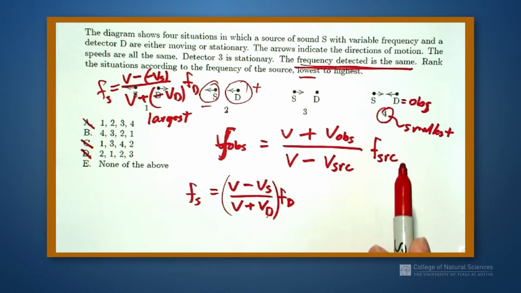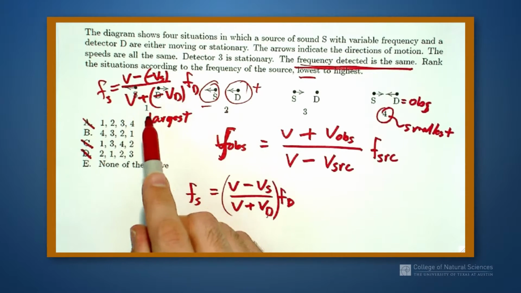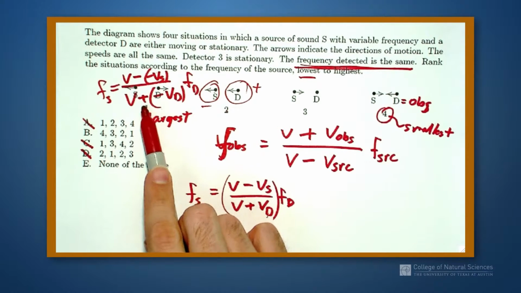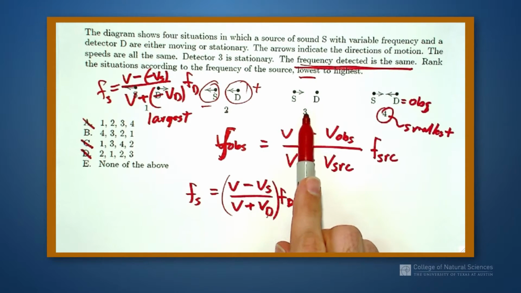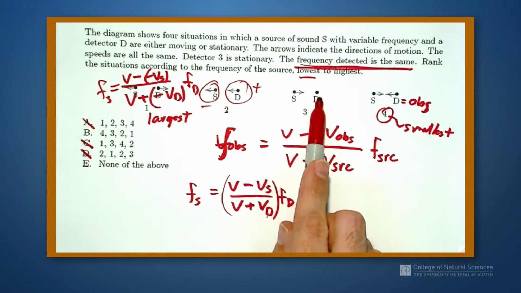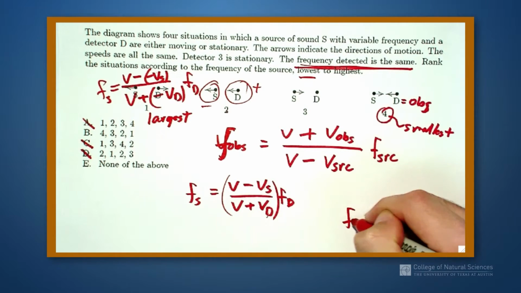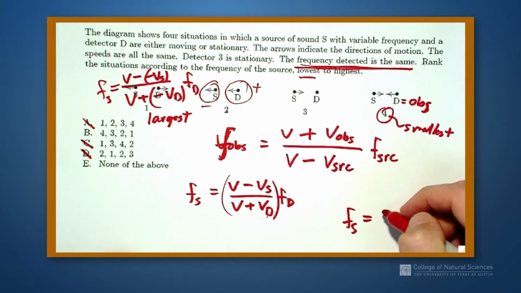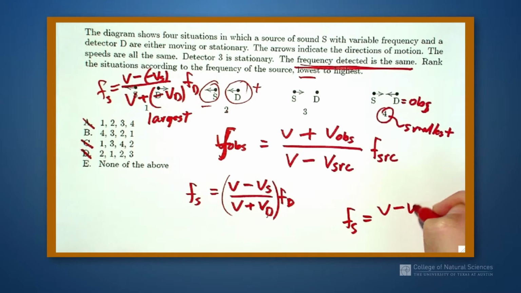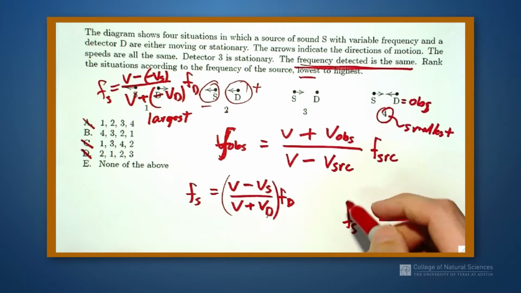So this frequency is the original frequency. This is higher than it. This is a lower produced frequency. However, if the source is moving towards the detector, we have V minus Vs over V plus Vd times our original detector reading. Well, Vs is a positive value, and Vd gets eliminated for case 3.